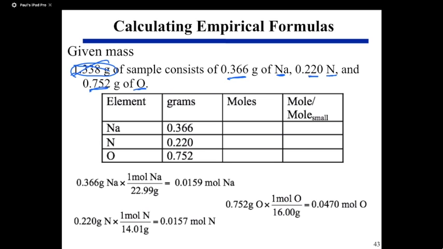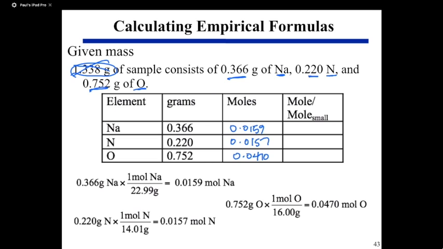And then I take the amount of grams of sodium. I go to the periodic table, look at its molecular weight. This many grams will equal 1 mole, and I get this number, this number, this number. So I get 0.0159, 0.0157, and 0.0470. Ooh, what is my next step?